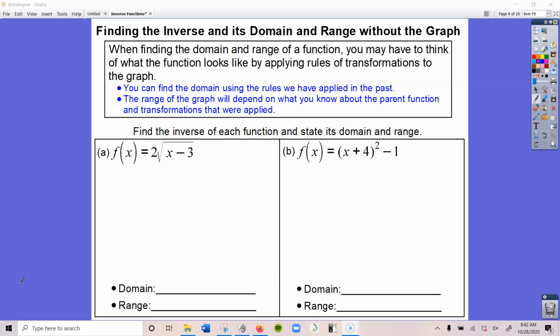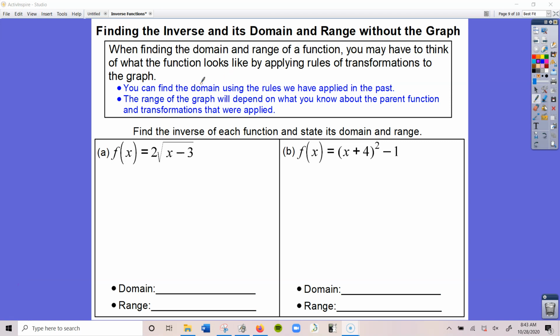And what I mean by vertical transformations, the only vertical transformation that affects the range would be any vertical translations. So whether it is moved up or down. So you're checking to see if the graph, or rather the function, has a number that is added or subtracted at the very end, either outside of parentheses or outside the radical or outside the rational function. And that would determine your range.